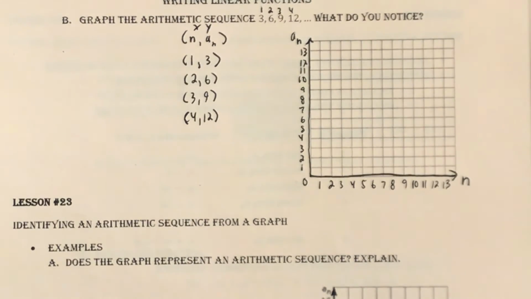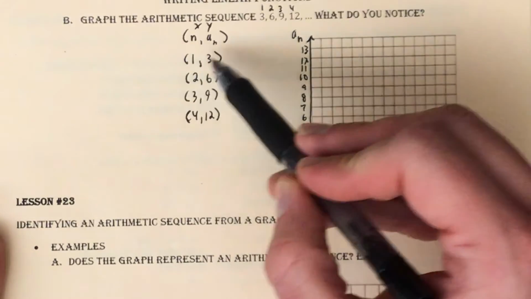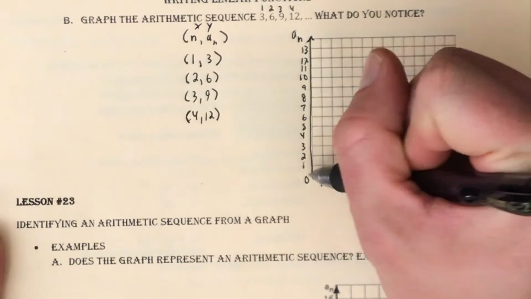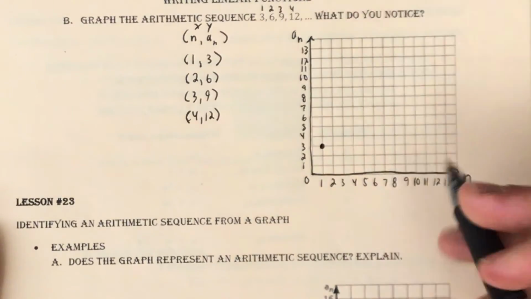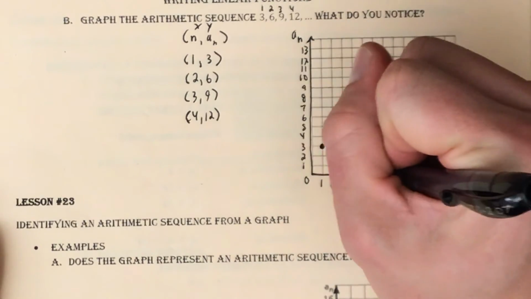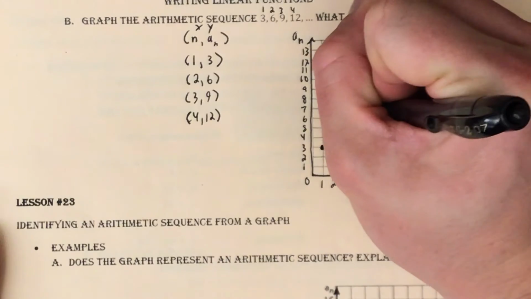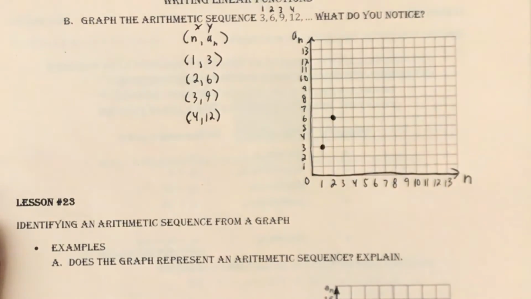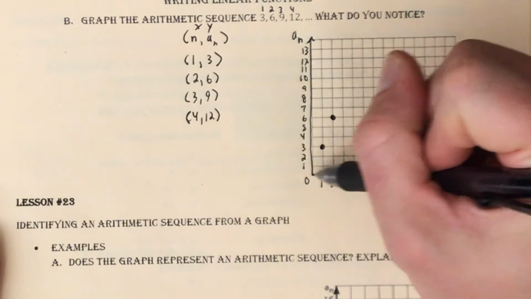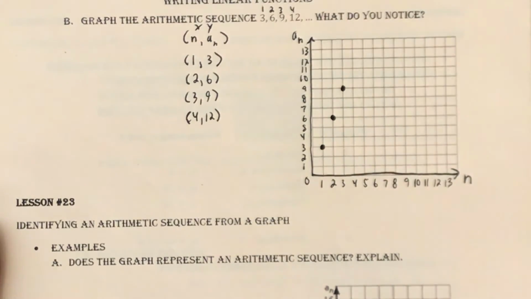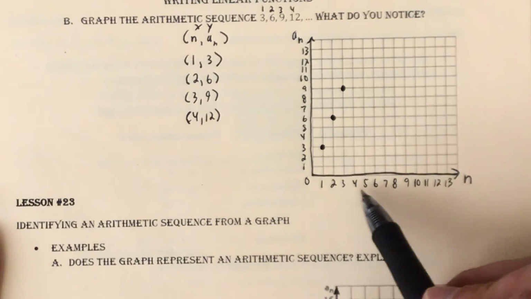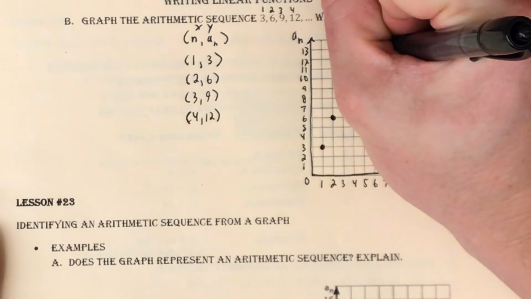So last, now we need to graph the ordered pairs. So 1, 3 is my first ordered pair, so move right 1 and up to 3. Second point, 2, 6, right 2 and up to 6. Third point, 3, 9, right 3 and up to 9. And last point, 4, 12, right 4 and up to 12.